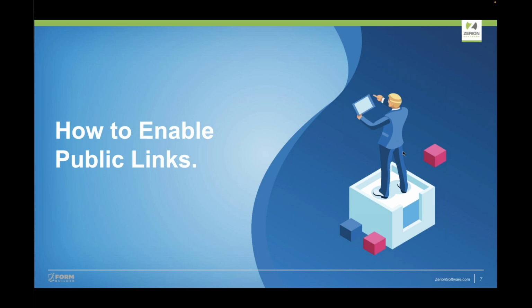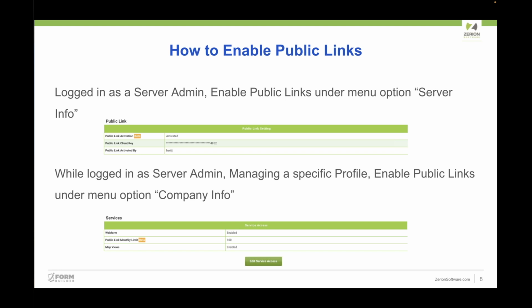Our next topic here is how do we enable these public links? You do have to be a server admin. To be a server admin, you also need to have a dedicated database. A dedicated database has its own URL, which usually starts with its company name. The one I'm going to be using today is training.iformbuilder.com, and I am a server admin, so that highest level of permission in there. Once I'm logged in as a server admin, I'm able to go under the menu option that says server info. Once in server info, I see a box that says public links. This is where you go to activate this public link so they're accessible in the other profiles that you have within your dedicated database.